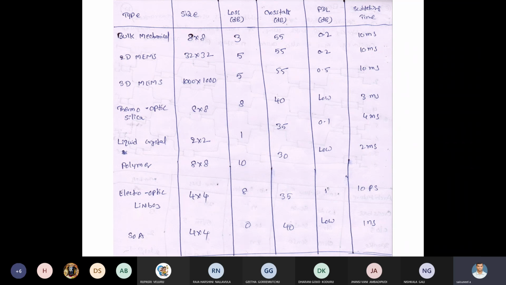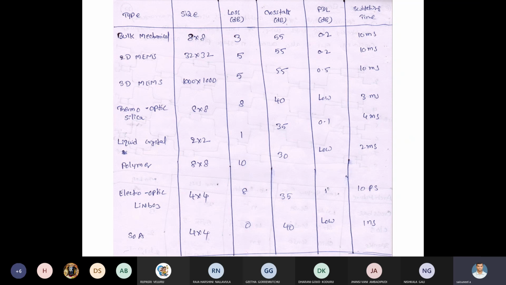This is about crosstalk. The next parameter is polarization dependent loss, PDL. For bulk mechanical, it is 0.2 dB. For 2D MEMS it is 0.2 dB. For 3D MEMS it is 0.5 dB. And thermo-optic silica is very low. And liquid crystal is 0.1. And polymer is low. Electro-optic is 1. SOA is low. And the final parameter for these optical switching technologies is switching time.